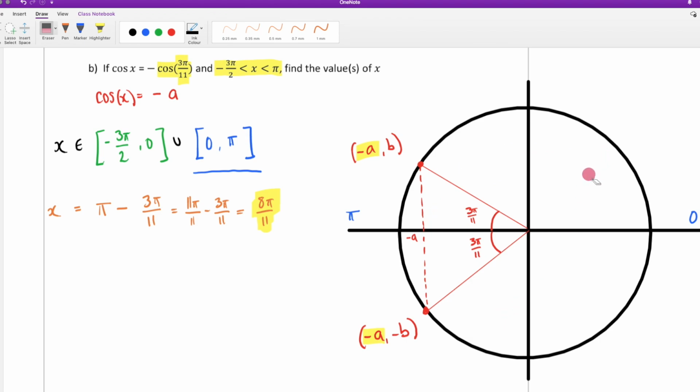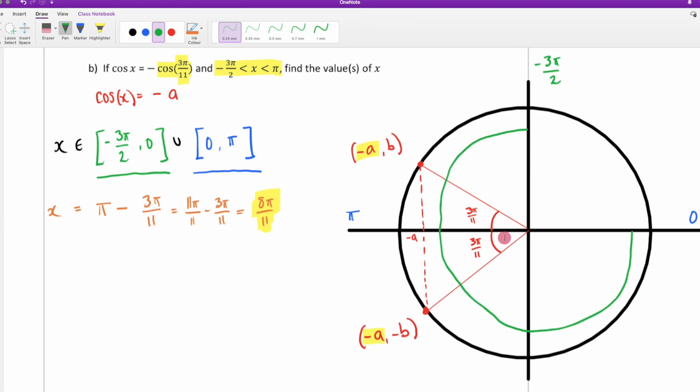So that means I'm going to have to look at my second section of my domain. So this one right here. Now, we're going to be going backwards, so we're going to be working clockwise. Just think of it as opposite as before. So now this right here, that's going to be negative 3 pi on 2. So it's going to be all the way, all the way here. That's what it's going to look like. So this is where my angles can exist for the second part of my domain.